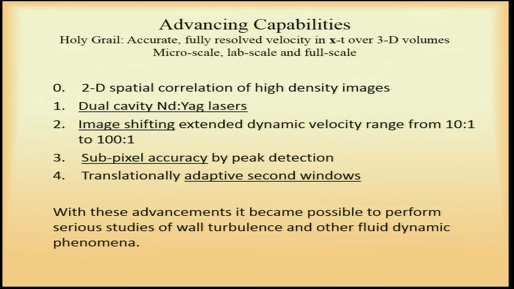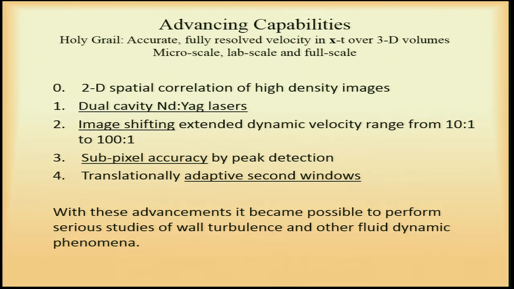Now, I want to move on from the basics to discuss how the capabilities have advanced. And I mean, this is the holy grail. We want accurate, fully resolved velocity in space and time on any scale we choose, and hopefully able to resolve a wide range of scales. So the two-point spatial correlation, I think, was really the main development that made PIV work.